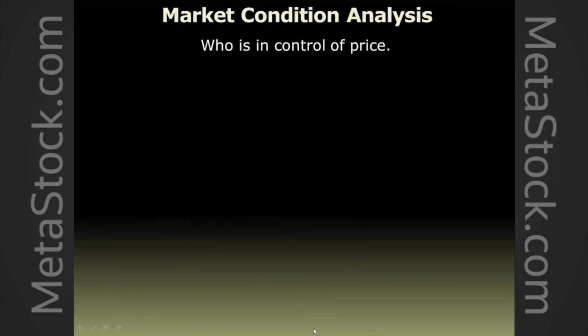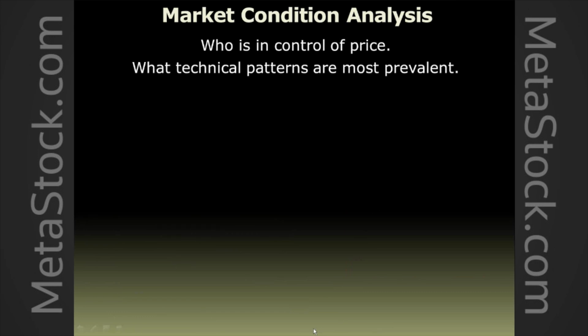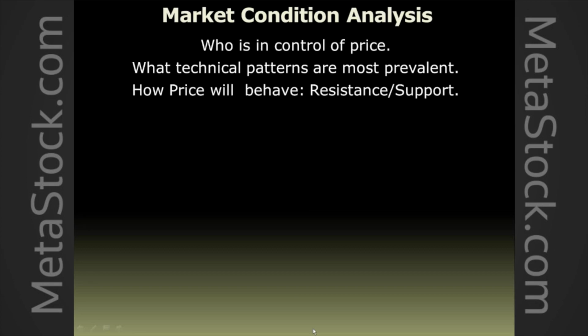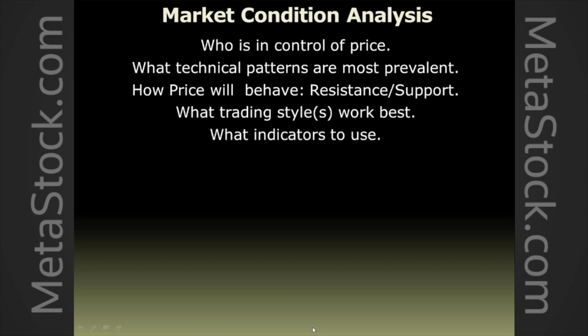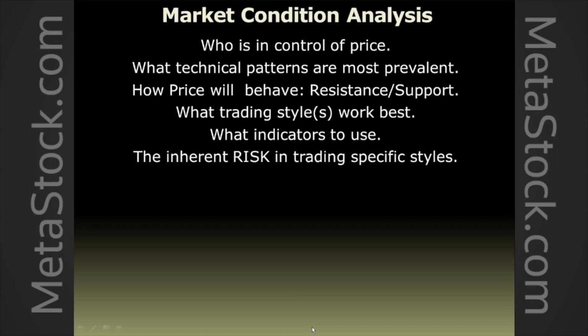So market condition analysis tells us who is in control of price, what technical patterns are most prevalent, platforms, peaks and valleys, stair steps, how price will behave at resistance and support. It changes at a bottoming market. How resistance and support behave is very different than at a topping market. What trading styles will work best. What indicators to use. You don't want to use an oscillator in a momentum or velocity market because it'll get you out too soon. The inherent risk of trading specific styles.